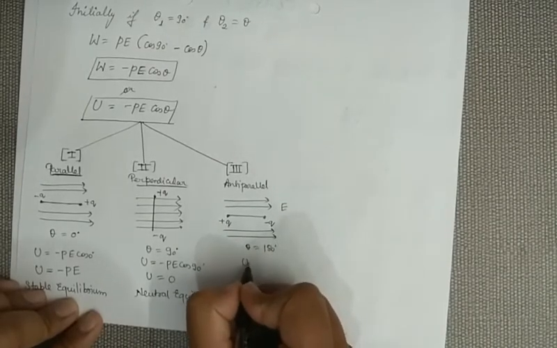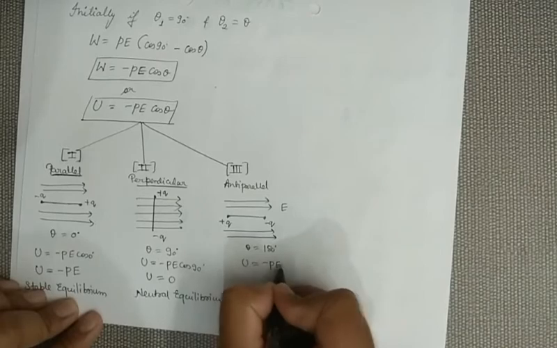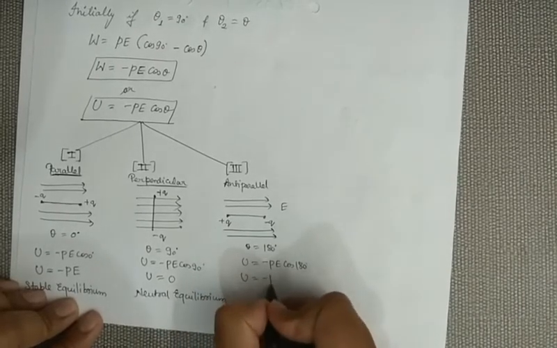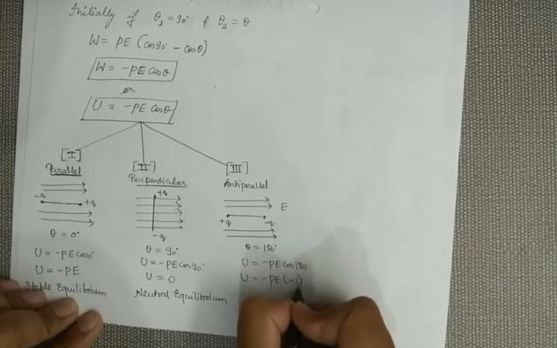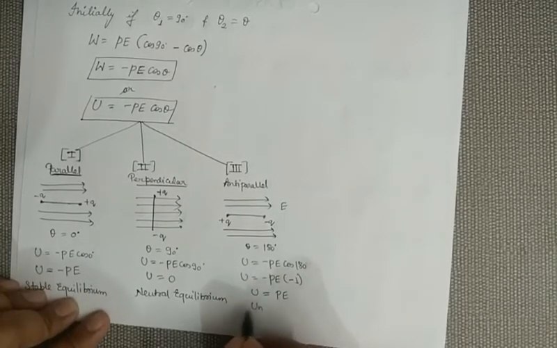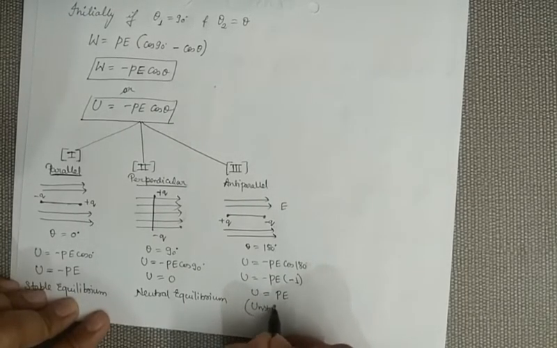So your energy U equals minus PE cos 180. Cos 180 itself is minus 1. So minus and minus, your energy is positive PE. Now positive energy means it is unstable equilibrium.